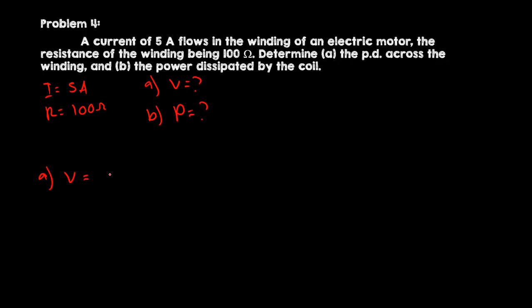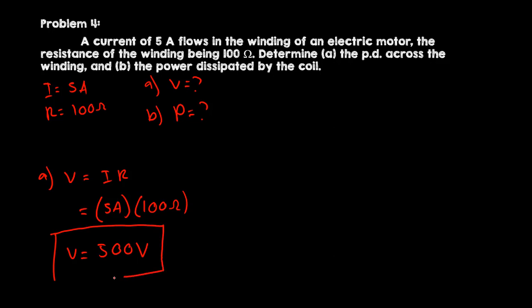V is equals to I times R. And I is equals to 5 amperes multiplied by 100 ohms. And V is equals to 5 times 100, 500 volts. That is the answer for letter A.